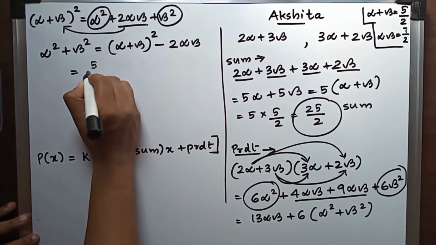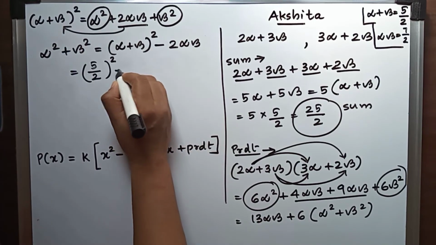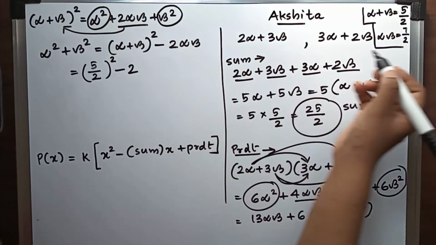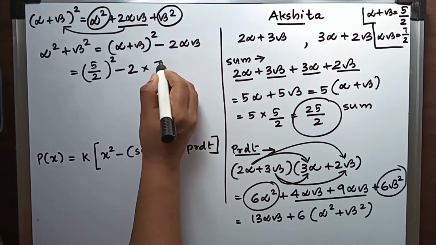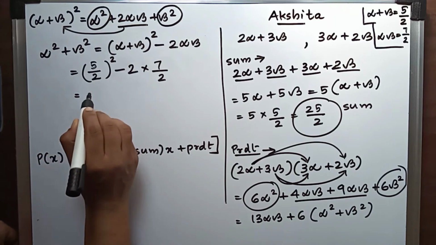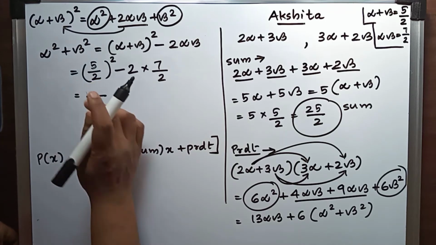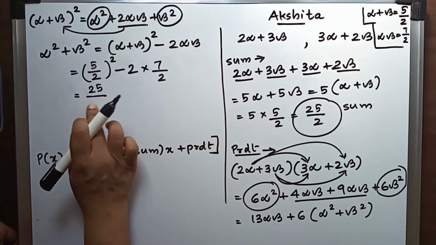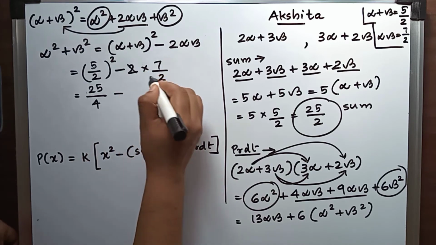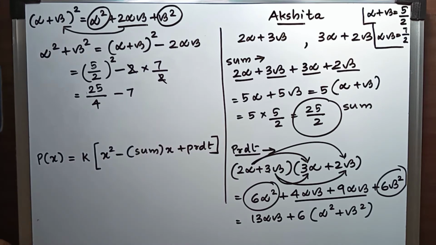So I am going to give that value here, 5 by 2 the whole square. Okay, then minus 2 alpha beta. Alpha beta is 7 by 2. Okay, thus we will get this alpha square plus beta square. Okay, this is equal to 5 by 2 the whole square means 5 square by 2 square. 5 square is 25 and 2 square is 4. Minus this 2 will get cancelled. What is left? 7 only. Okay, 25 by 4 minus 7.